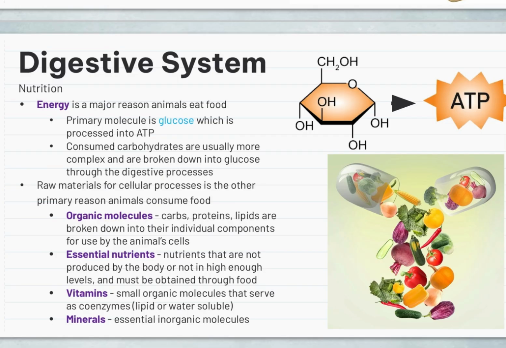We have essential nutrients, which are nutrients that aren't able to be produced by the body, or at least not in a high enough quantity that it satisfies our need, so we have to obtain them through food. And then this breaks down into our vitamins, which are small organic molecules that serve as coenzymes, and some are water soluble. And then our minerals are essential inorganic, not carbon-based, molecules, and we have to get these from consuming food.